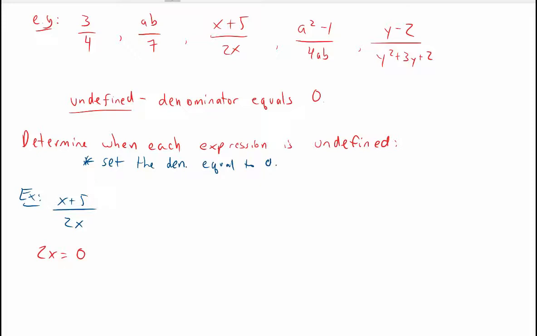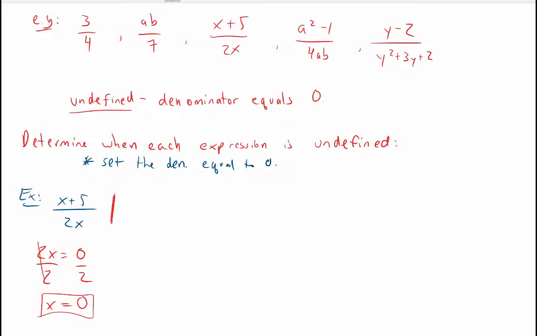How do we solve equations? And I'm sure you all just said it together, right? We'll isolate the variable by performing inverse operations on both sides. If we want to get x by itself, we'll divide by 2. And on the left side, the 2's cancel out. You'll see that x equals 0. So when x equals 0, this expression right here is undefined.